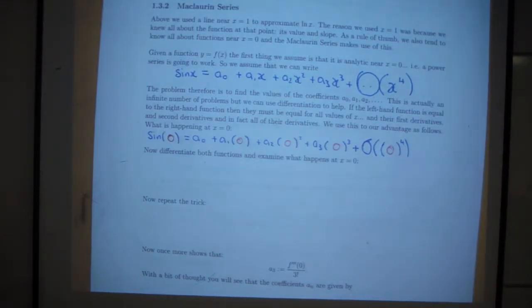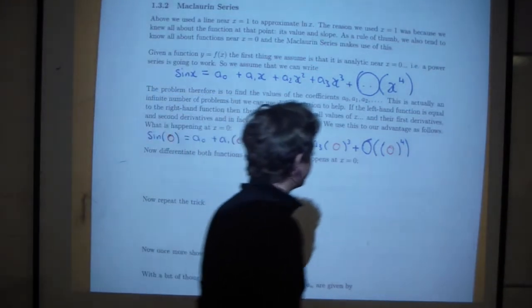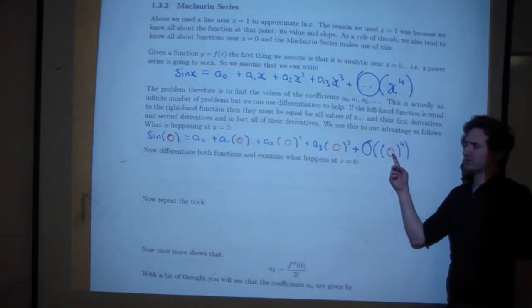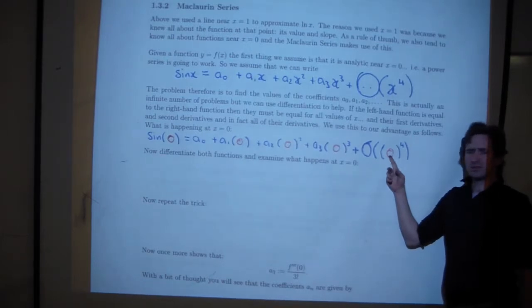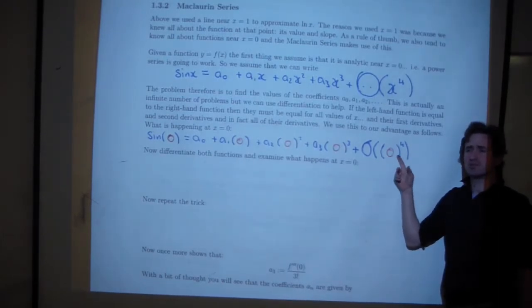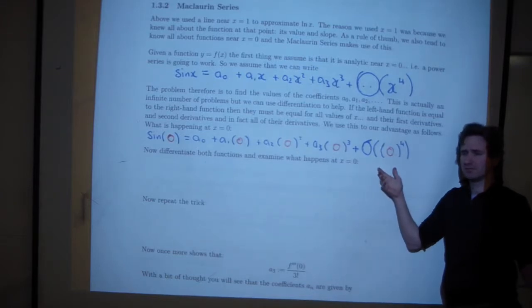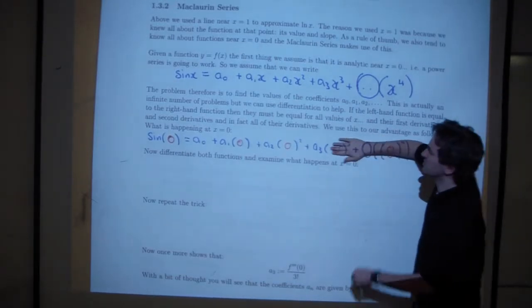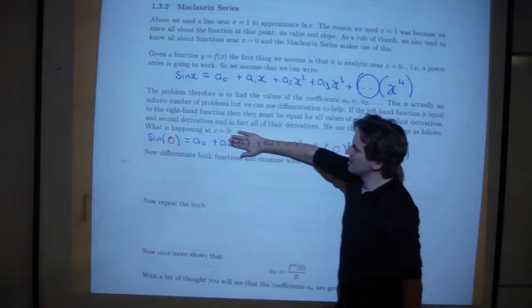And this is one of the good things about this notation. Everything after here is a multiple of x to the power of 4. x to the power of 4 is 0, so everything after this is a multiple of 0. Everything after here is 0. That's 0. 0 cubed is 0. That's gone. That's gone. That's gone.